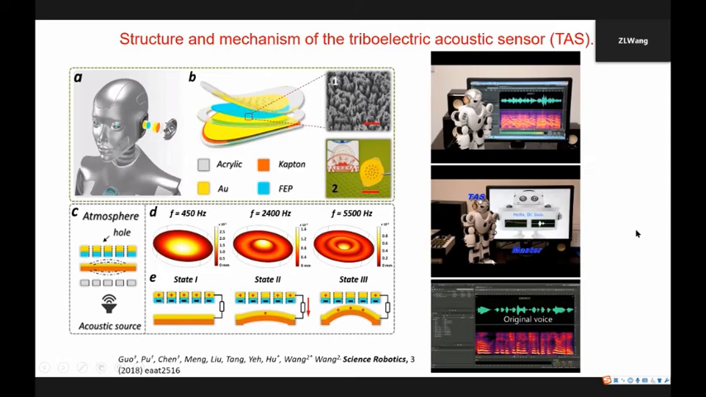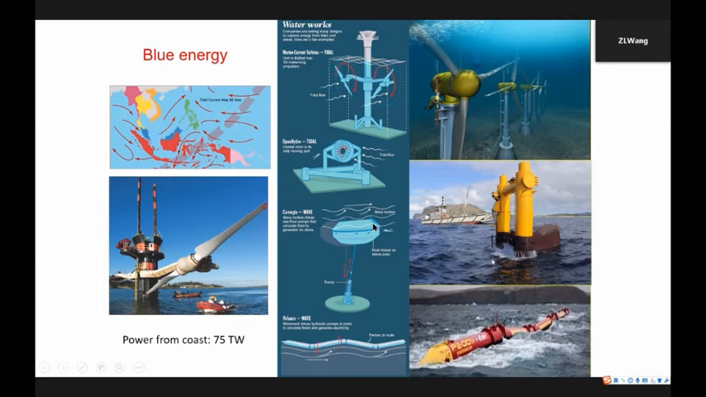Okay, blue energy. What is blue energy? Energy in the ocean is huge. Just the coast area around the globe is 75 terawatts. This is four times the power of the whole world. But harvesting such energy is extraordinarily difficult: expensive, a difficult environment, high cost, and corrosion make it very difficult to operate, and efficiency is low because you rely on classical technology.